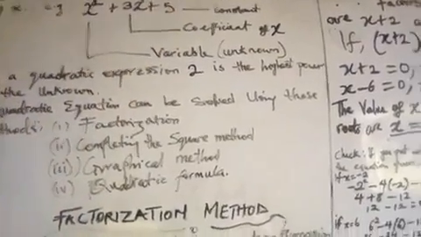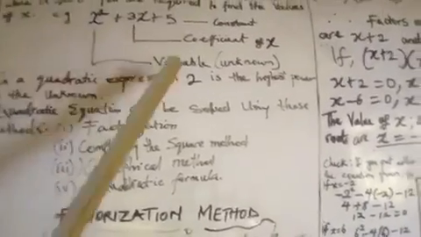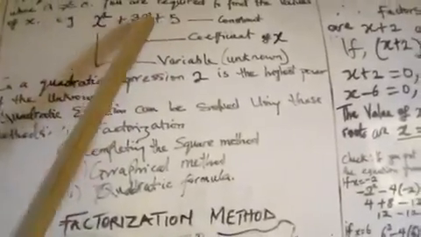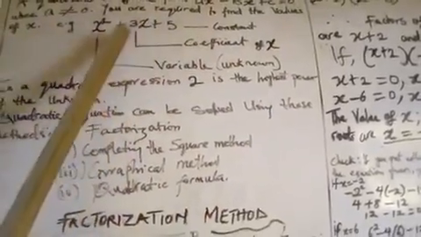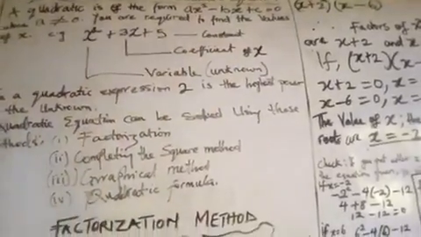So when you have that, x is the variable, the unknown. The 3 in 3x is the coefficient of x, and 5 is the constant.